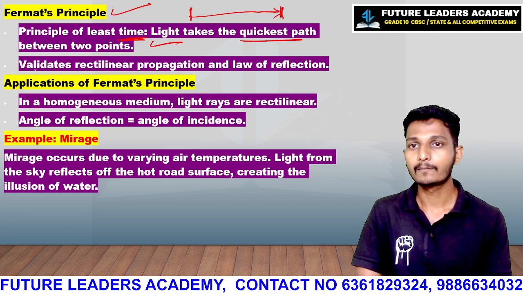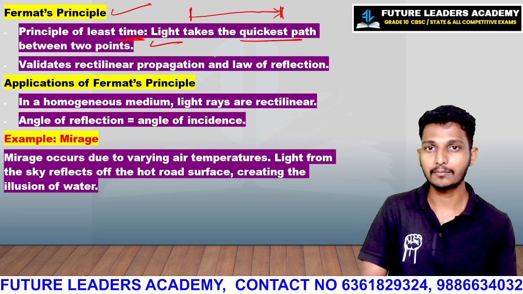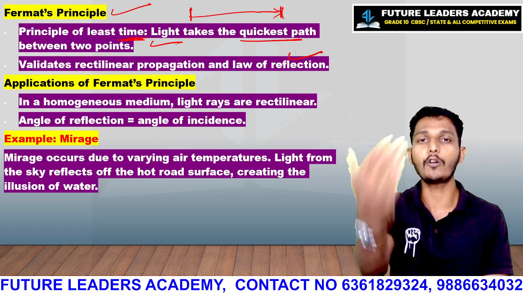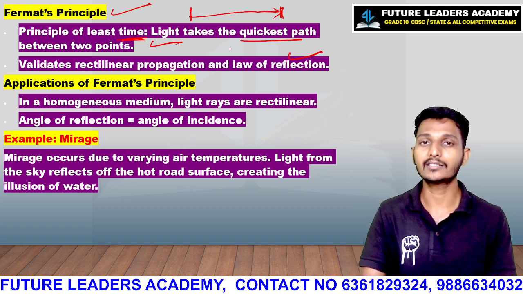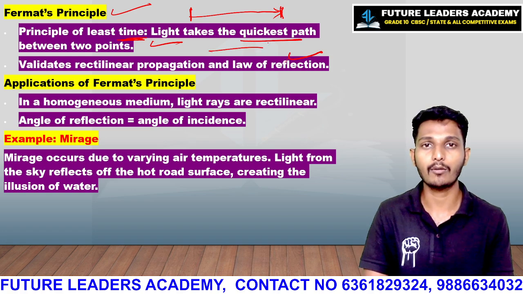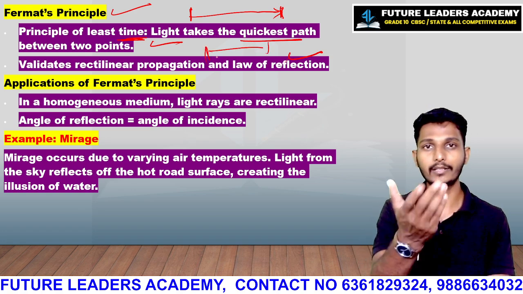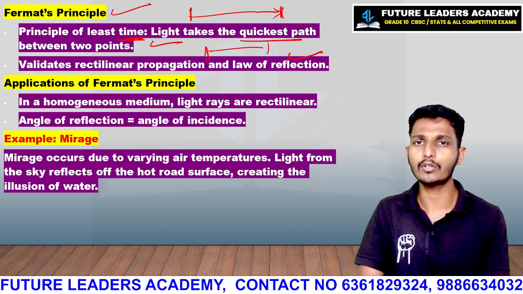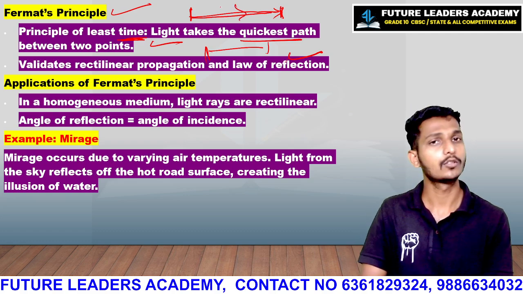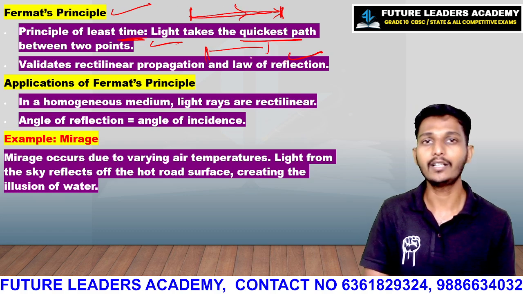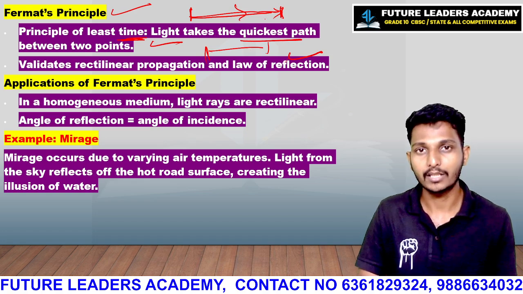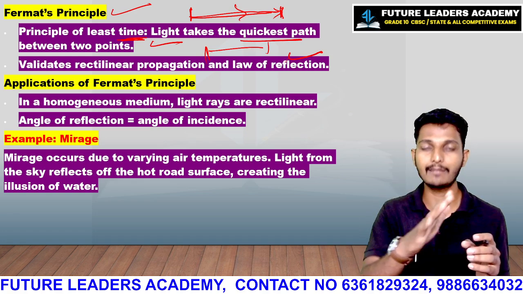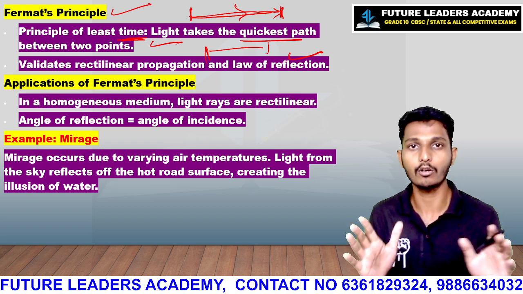Okay. Then it validates the rectilinear propagation and the law of reflection. Validates means it follows. Rectilinear propagation says that light will travel in a straight line from one point to another point. So this is also followed, it goes in a straight line only. So it validates this, and even the law of reflection is also followed. It means the angle of reflection and the angle of incidence fall on the same plane. Okay, everything will be followed.